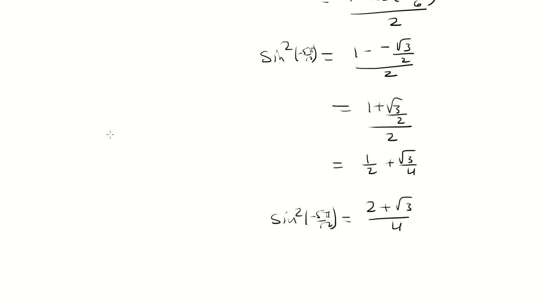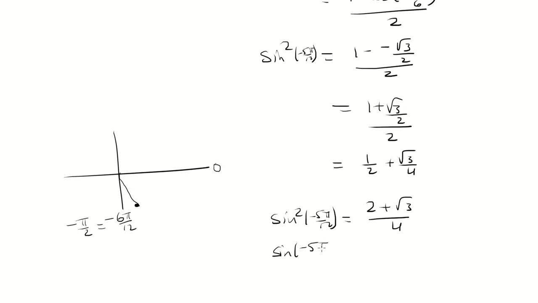Now notice, if I'm looking at a graph here, this is 0, this is negative 6 pi over 12, which is the same thing as negative pi over 2. And so negative 5 pi over 12 is going to be somewhere close to negative 6 pi over 12. So on the unit circle, notice that the y value here is going to be negative. So when I take the square root of both sides, I want to make sure my value is going to be negative.